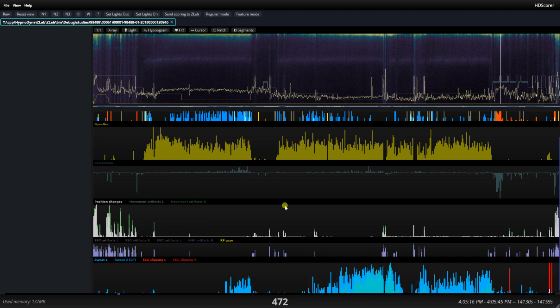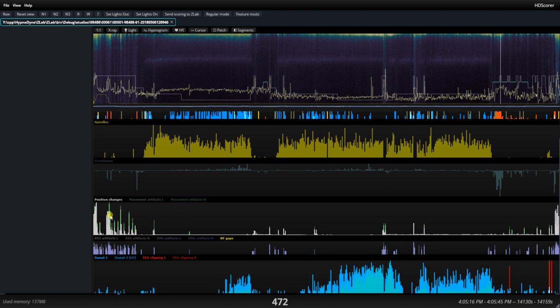Then you have a complete map of the movements, including movement artifacts for the left and, sorry, what is this? Yeah, so the movements are not just taken from the accelerometer, they're also calculated from the EEG, and that's why there are two different channels to that, but it doesn't matter. Then there's position changes, and these are periods in which the person actually changed position, like they began to sleep in a different position.